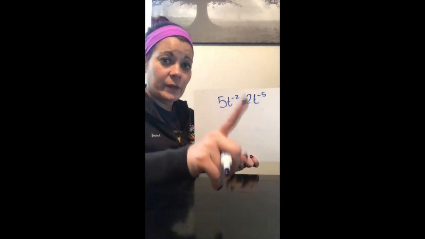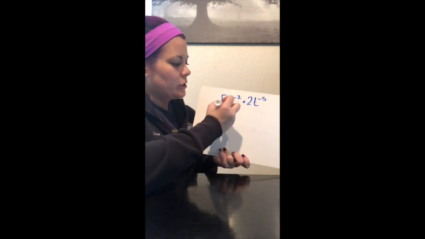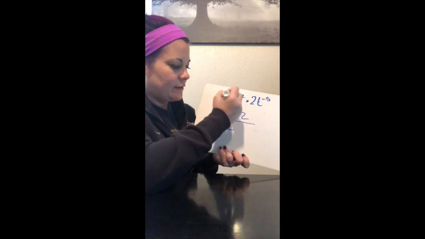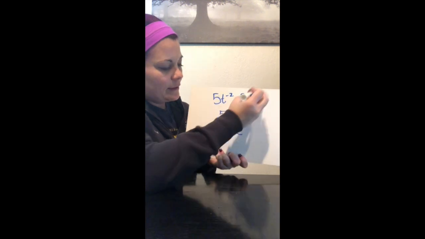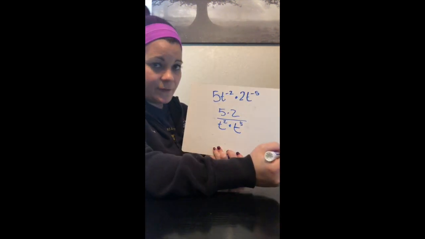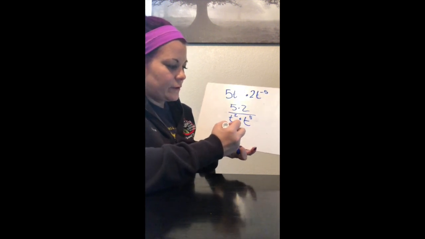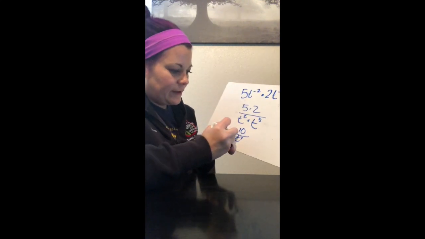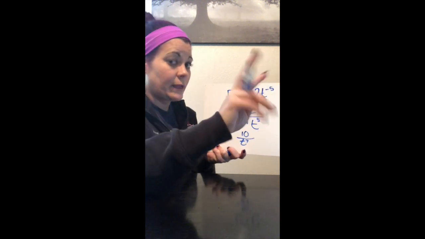Okay, so now let's do it the other way where I simplify the negative exponents first. So we have 5 times 2 that stays on top, and then the t to the negative 2, once it goes on bottom, is just t squared, times t to the negative 5, once it goes on bottom, it's just t to the 5th, and then we can simplify it. We'll still get the same answer. 10 over t to the 7th, because 2 plus 5 is 7, and remember, when multiplying with the same base, we add the exponents.